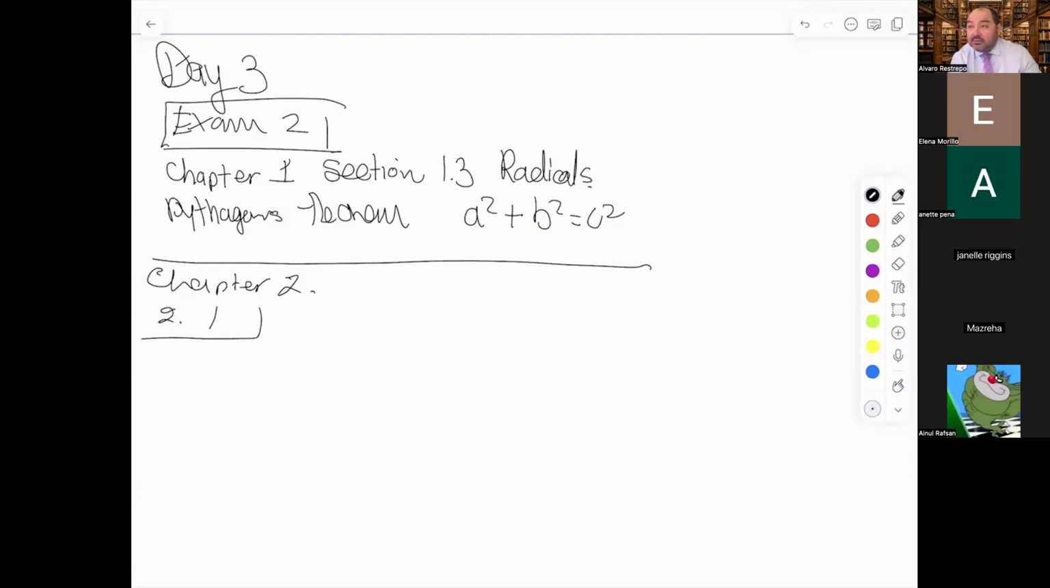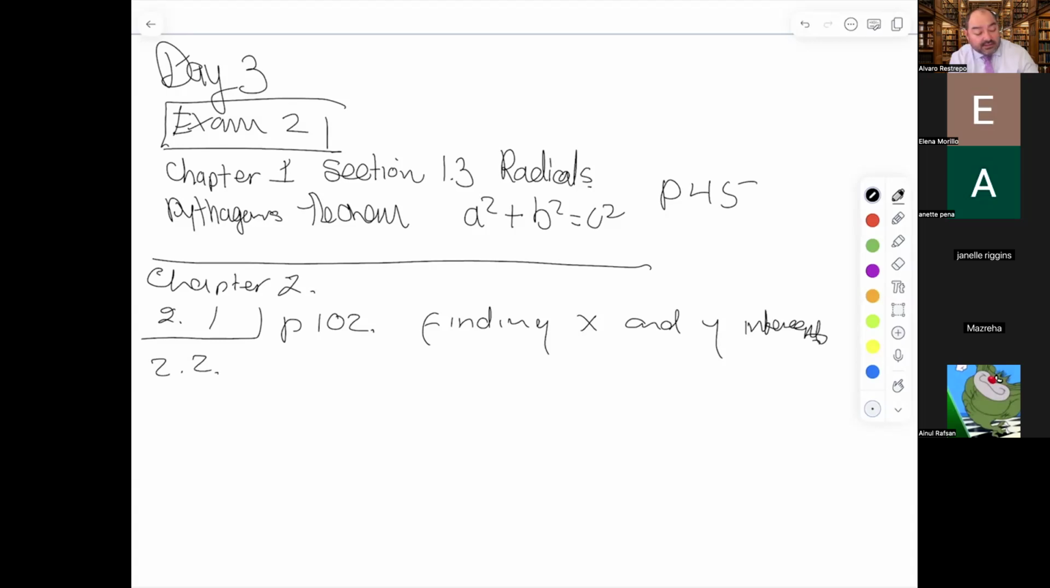And did I put the page number? I didn't put the page number. This is page 45. 2.1, that's going to be page 102. And this has to do with finding x and y intercepts. And section 2.2, this is pages 112 and 122. This has to do with linear equations.